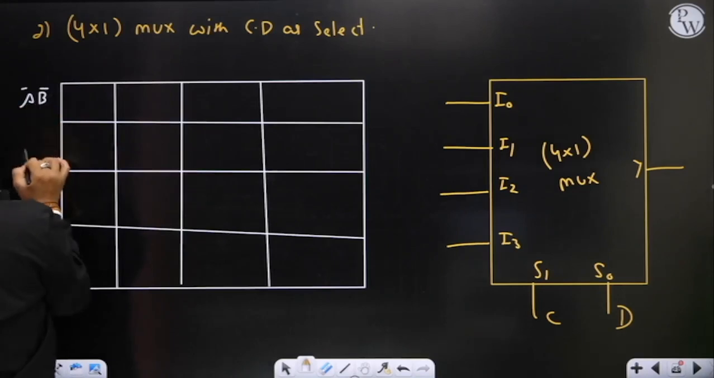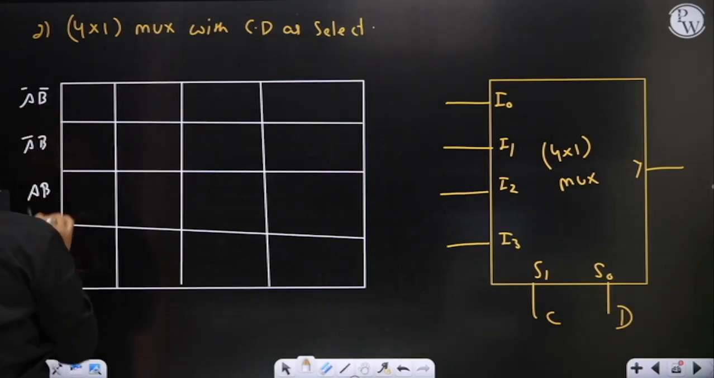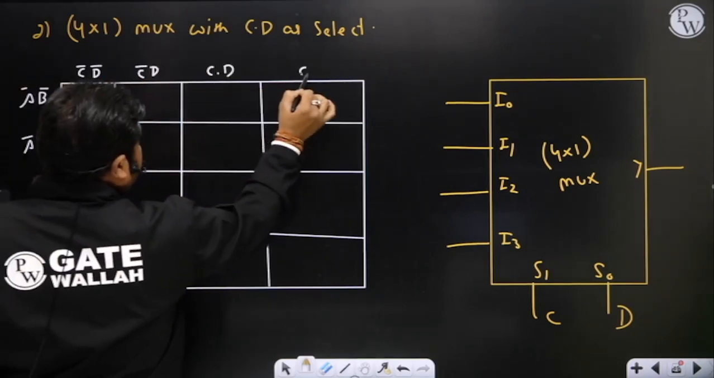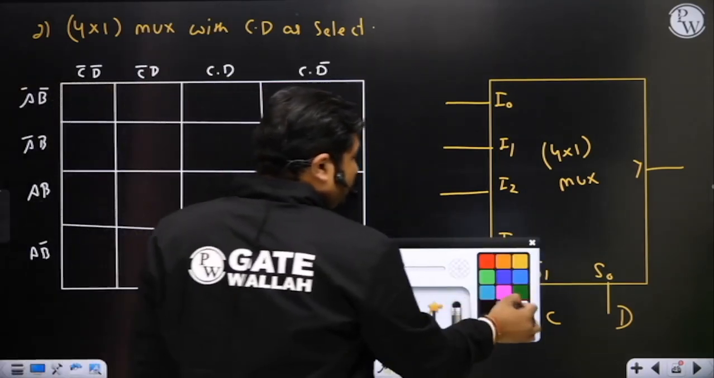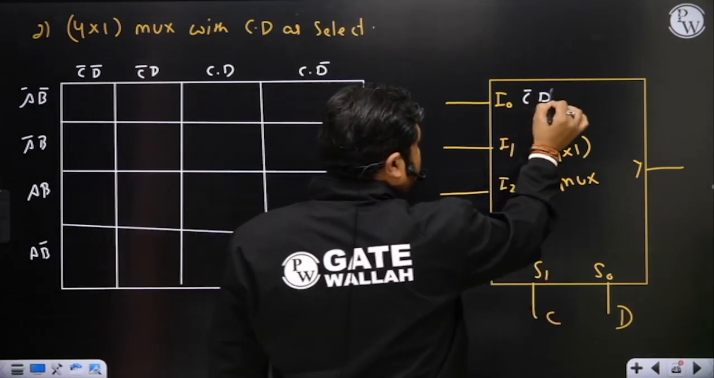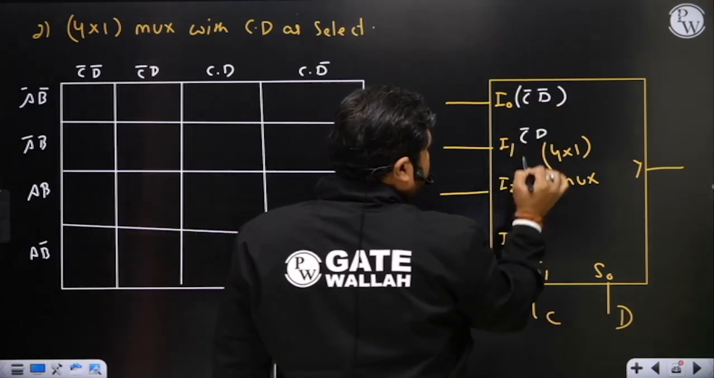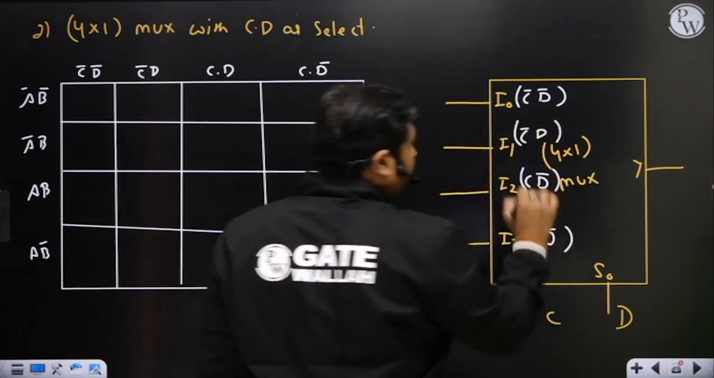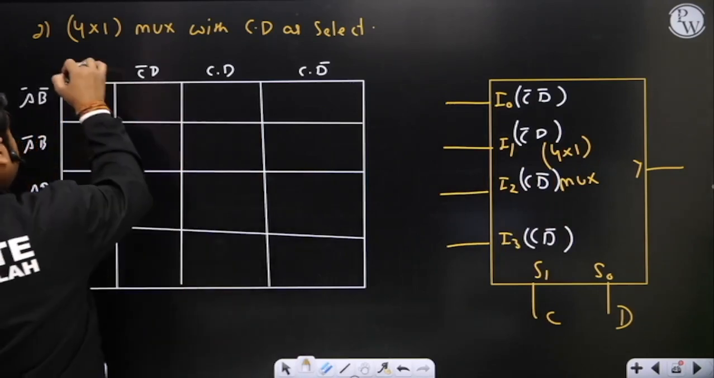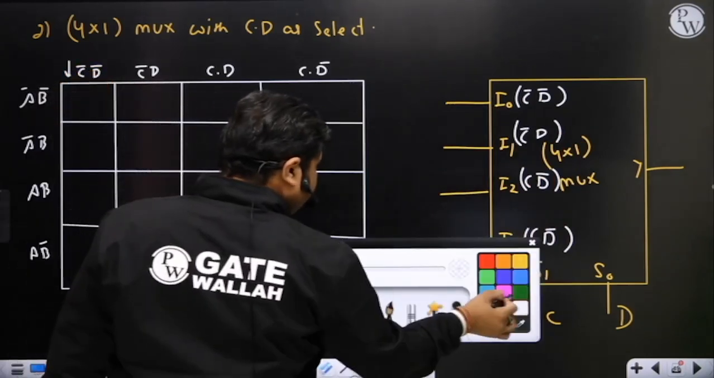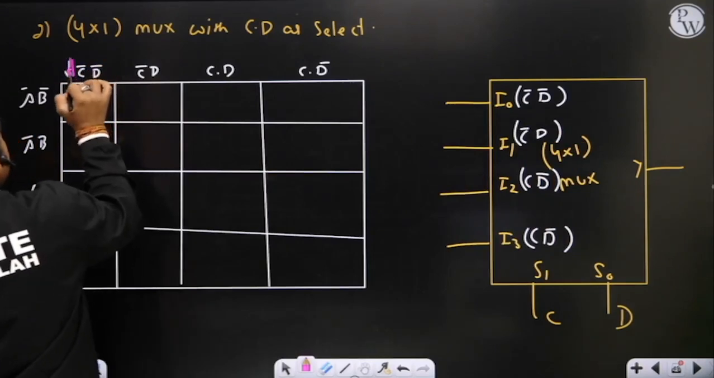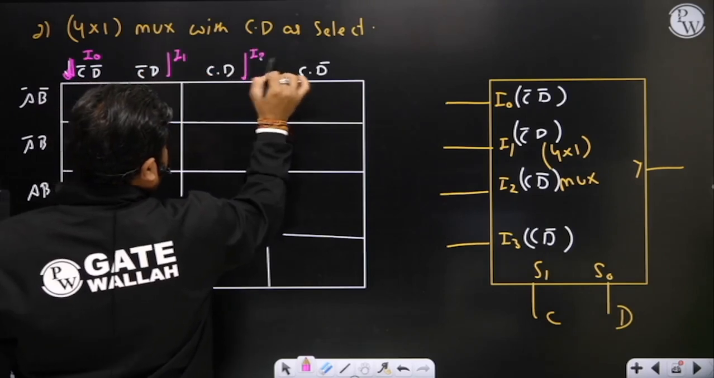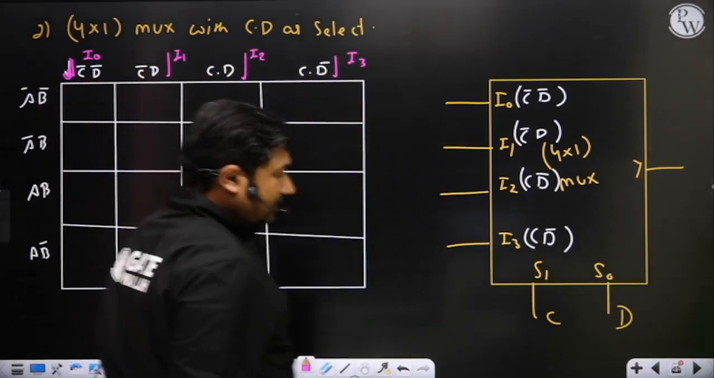AB, A bar B bar, A bar B, A B, A B bar. C bar D bar, C bar D, CD, CD bar. In case you are going to choose CD onto the select line, this will become C bar D bar, C bar D, CD bar, CD. Because of the select line action, this is already available onto the I0 pin, and onto the I1 pin, I2 pin, I3 pin.